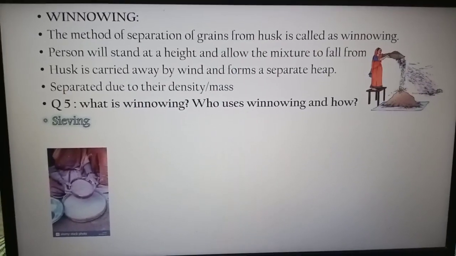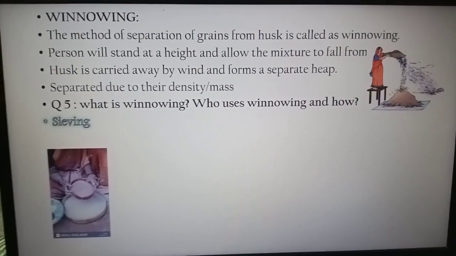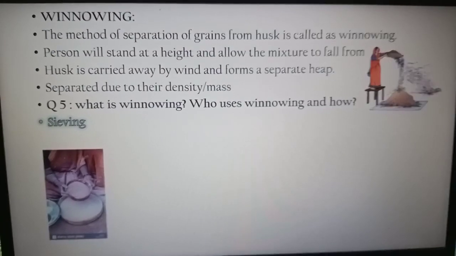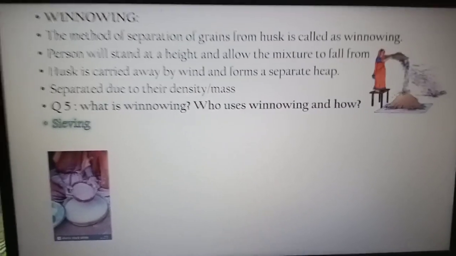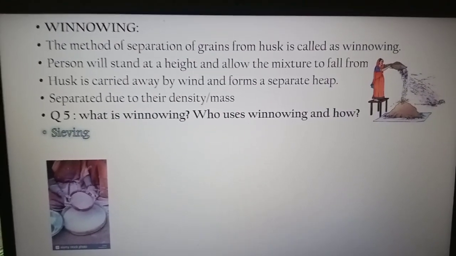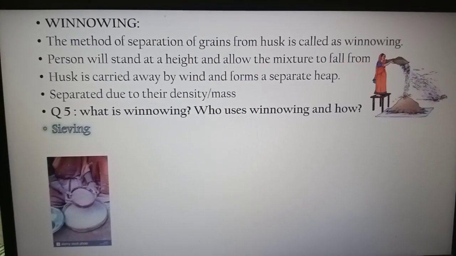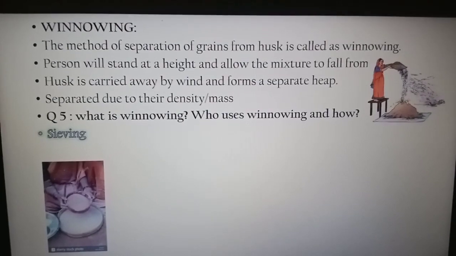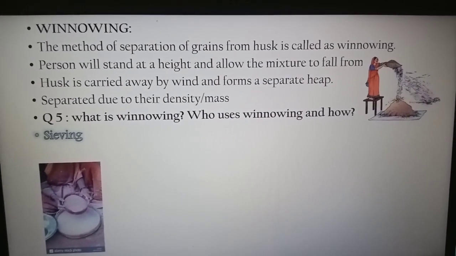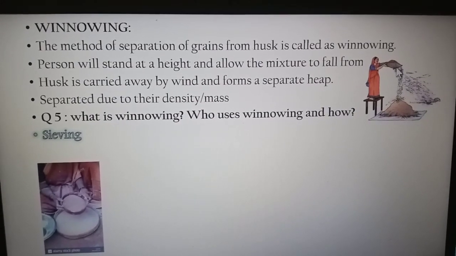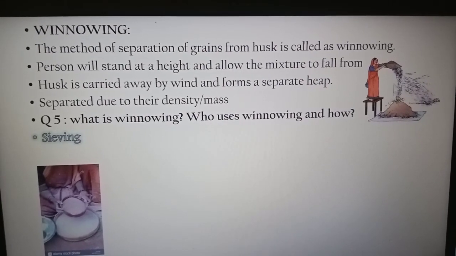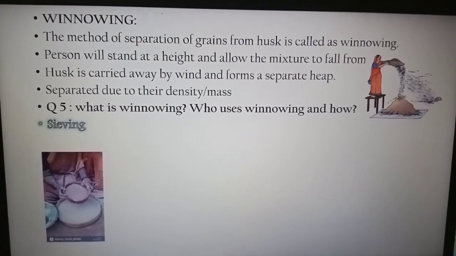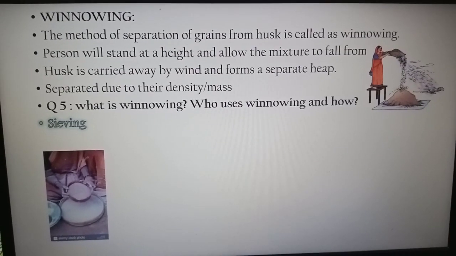So how does a person do winnowing? The person will stand at some height, take a stool or a chair, and take the mixture of grains and husk, and he will allow this mixture to fall from a height. So what happens? The husk is lighter and is carried away by the wind and falls somewhere else, as you can see in the picture. But the grains, which are heavier, fall vertically down. So they form a separate heap. So this is how you can separate the grains from the husk.